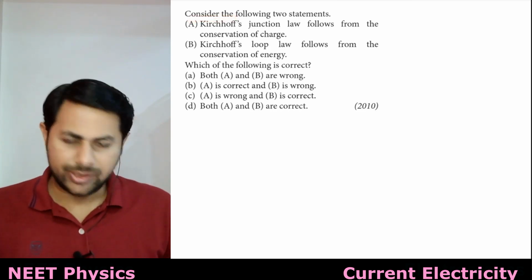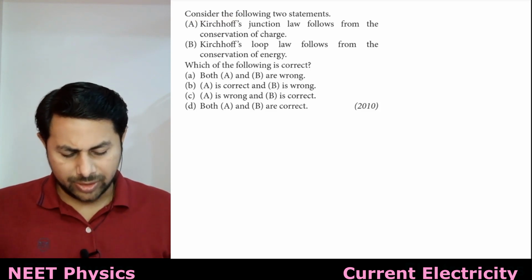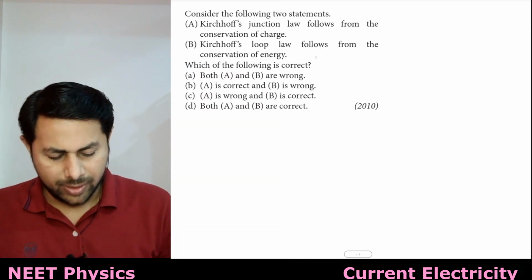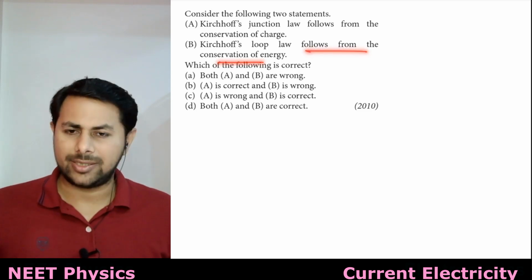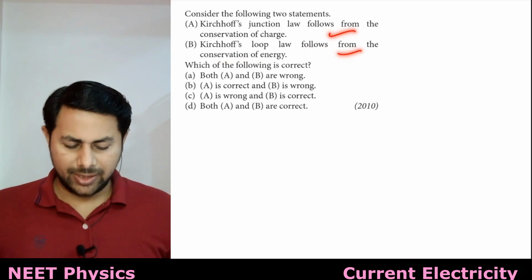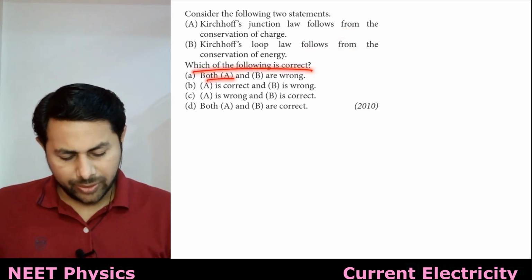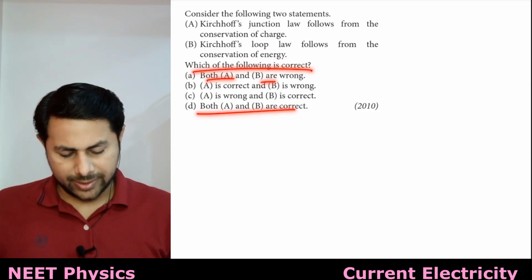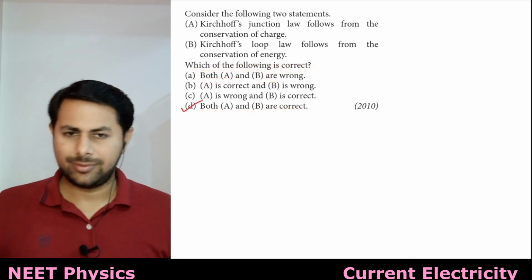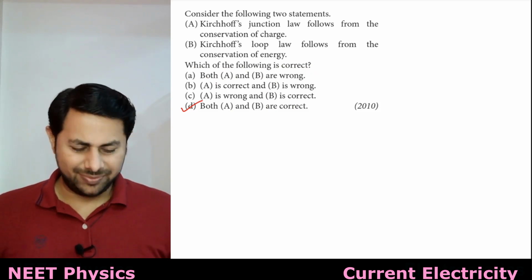Consider the following two statements. Kirchhoff's junction law follows from the conservation of charge. Kirchhoff's loop law follows from the conservation of energy. Both of these are correct, right? So both A and B are correct. So it's option D, right? These questions were very simple.